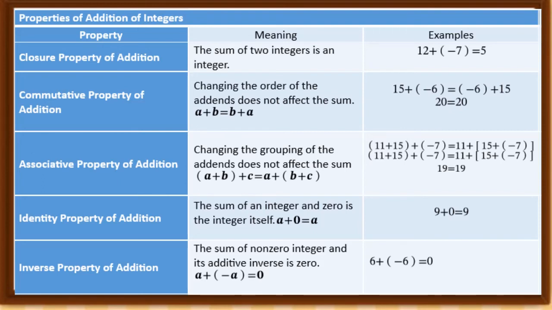Associative property of addition. Changing the grouping of the addends does not affect the sum. A plus B plus C is equal to A plus the quantity of B plus C. Identity property of addition. The sum of an integer and 0 is the integer itself. A plus 0 is equal to A. Inverse property of addition. The sum of a non-zero integer and its additive inverse is 0. We have A plus negative A is equal to 0.